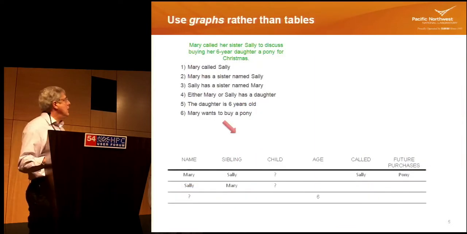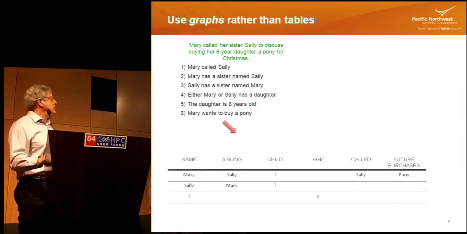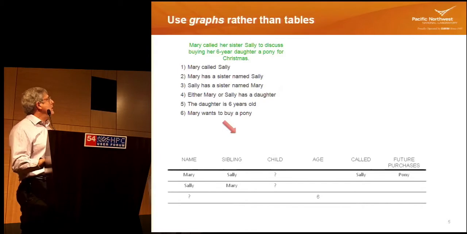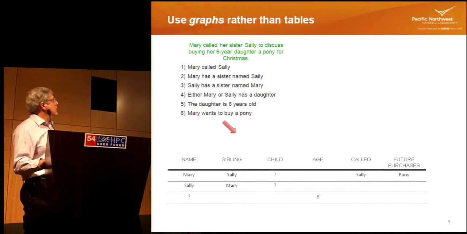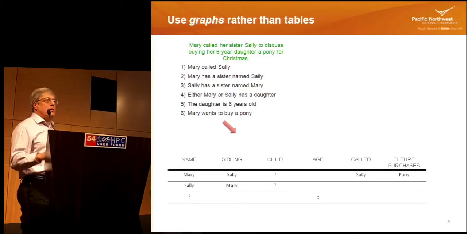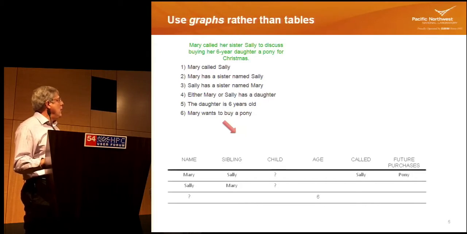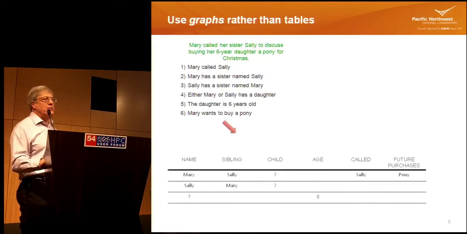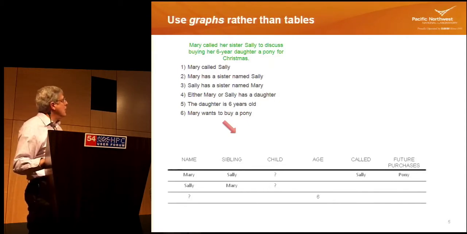Okay, so why graphs? The data is unstructured. Here's an example from email. You may get this email, and it says, Mary called her sister Sally to discuss buying her 6-year-old daughter a pony for Christmas. There are about 6 facts you can pull out of that email, easily represented in the RDF subject-predicate-object form. If you want, you can put that into a table where we have 3 rows and a number of columns, and you can see that some of that space is already wasted, as there's no data in some of those columns, since that data is not represented in that email.